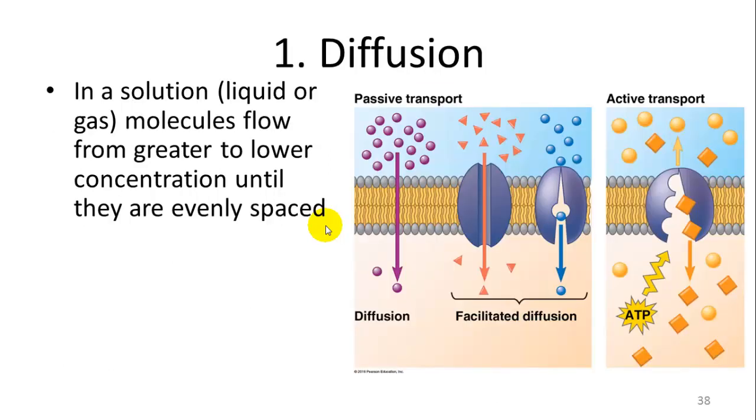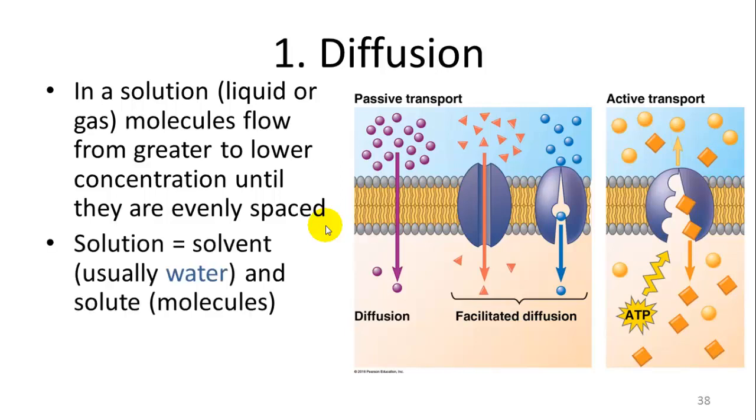So first, in a solution such as a liquid or a gas, molecules are going to flow from greater to lower concentration until they are all evenly spaced out. That's diffusion. In a solution, you have the solvent, which is usually water, and the solute, which are the molecules within them. We've been talking a lot about solutions in lab, so this should be familiar to you. One example is a drop of dye in water. The dye is the solute. The water is the solvent. Okay, so that's simple. You have a lot of concentration of something in one area. It's going to even out throughout the whole area.